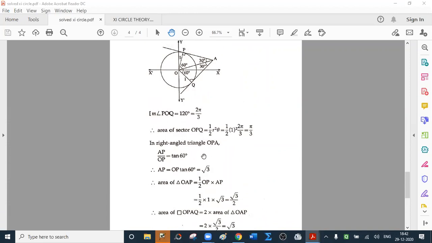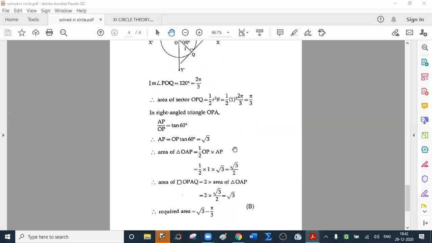Now you will ask me, sir, why is this area pi by 3? Because what is the formula for the area of a sector? Half r square theta, right? r is 1, theta is 120 degrees. Angle must be expressed in radian only. So pi by 3. So the correct option is B.